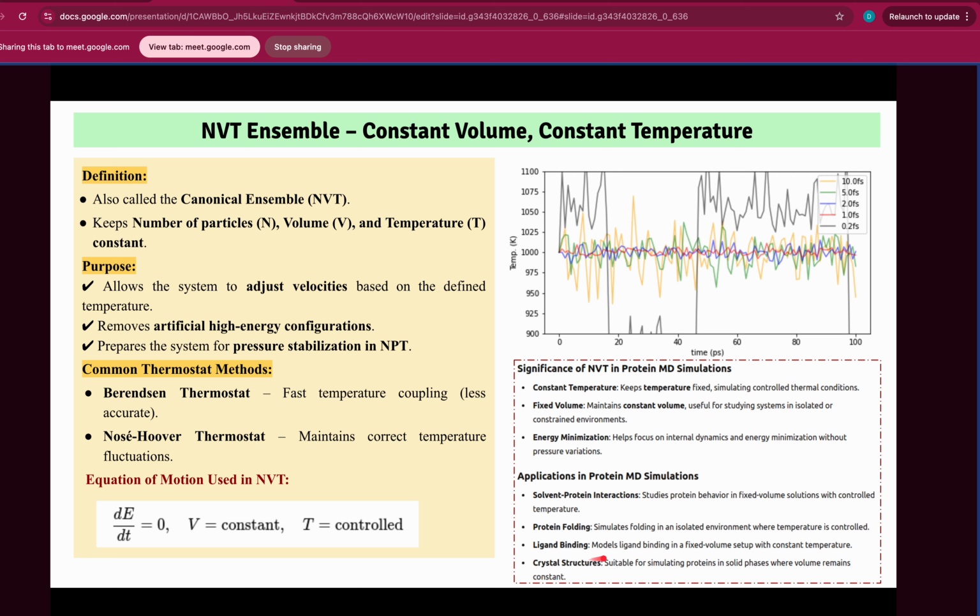Ligand binding: model the ligand binding in a fixed volume setup with constant temperature. Then crystal structures: suitable for simulating proteins in solid phases where the volume remains constant. In that scenario, we make it a rigid structure. We are not allowing it to change the volume in case of NVT.